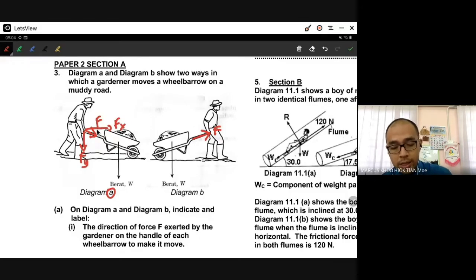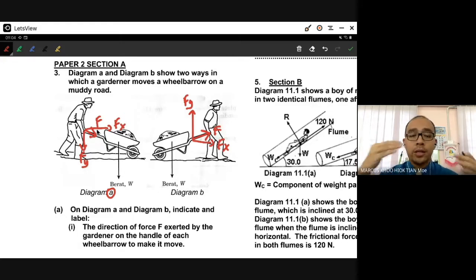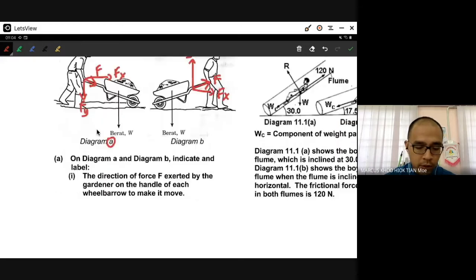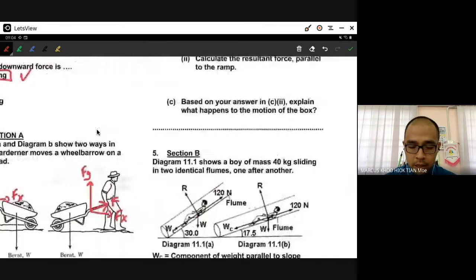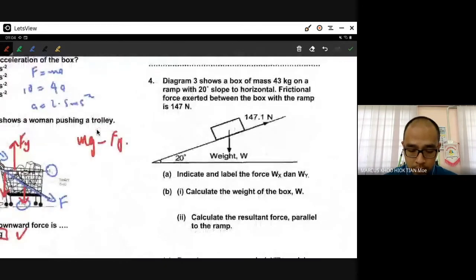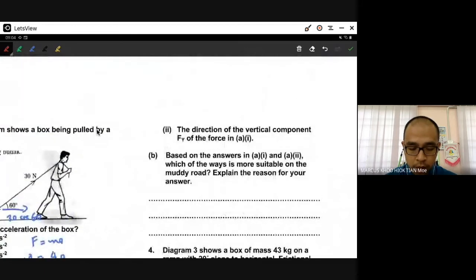Whereas on this one, it will be up and right. The thing that we've studied since the beginning is that we always have to break it up into two. If it's upright, then it will be up and right. If it's down right, it will be down and right. So that's the direction of the force exerted by the gardener, and the direction of the vertical component. Done.